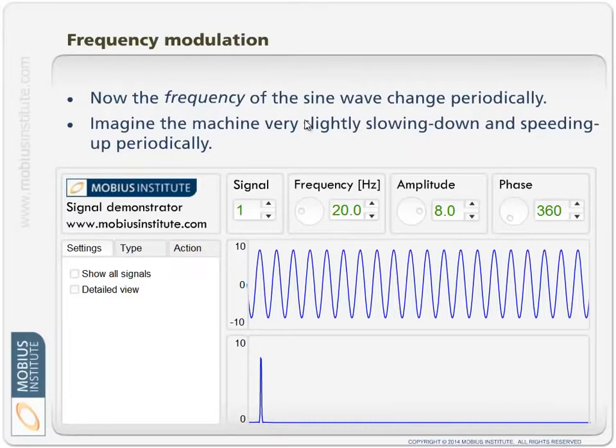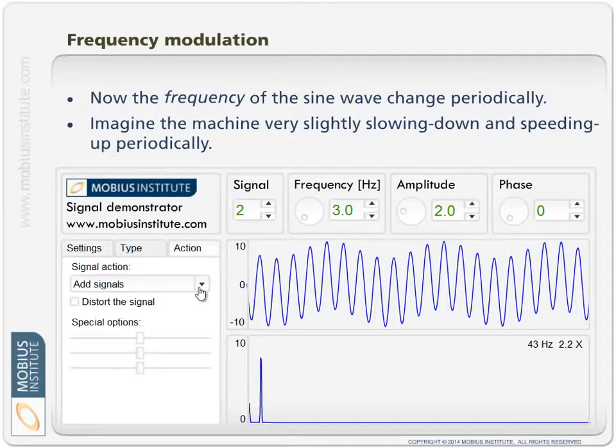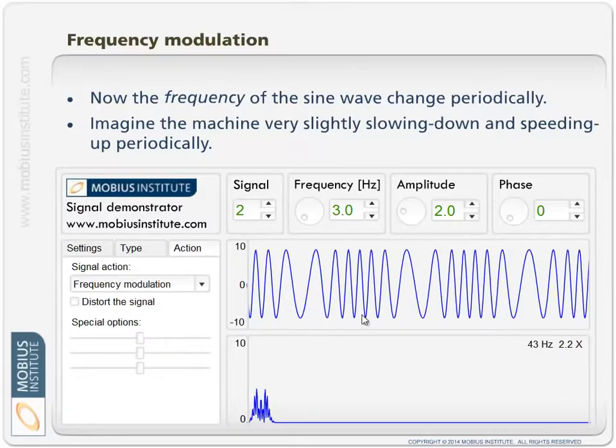Now we're going to take a look at frequency modulation. In this case, we're back to our 20 Hertz, amplitude 8. And we've already seen that if I add a signal of just a low frequency, whatever amplitude, it changes the waveforms in a certain way. But watch what happens when I say, let's modulate the frequency of our original signal. Instead of the amplitude rising and falling, the frequency of the signal changes.